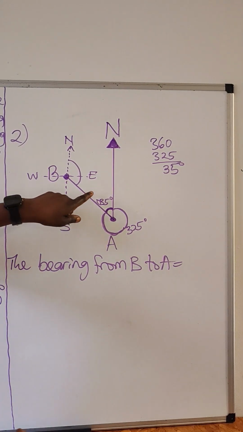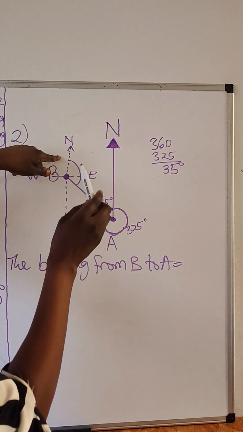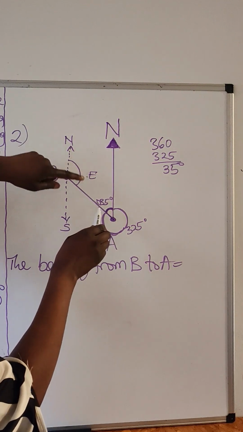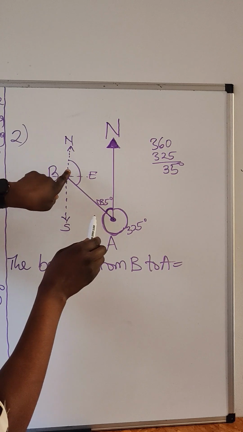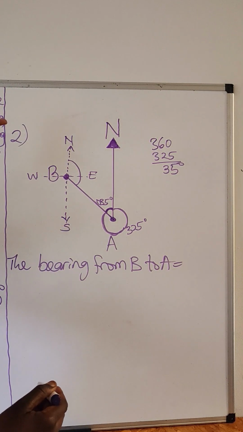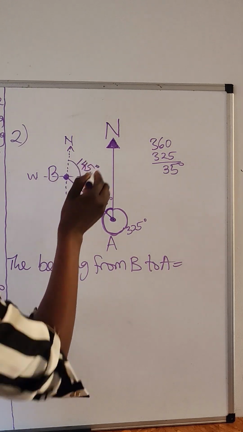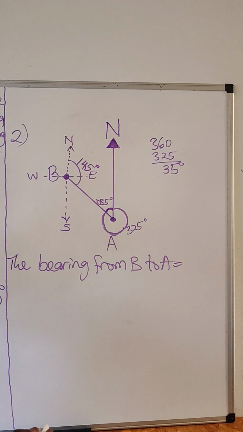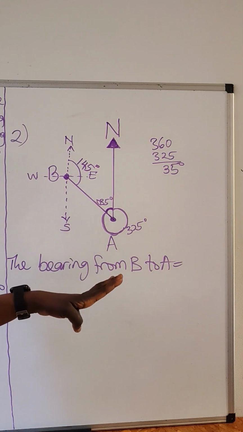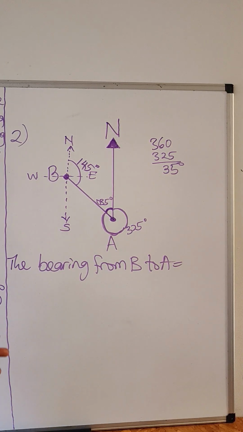Now this co-interior angle C adds up to 180 degrees. So this angle is 35 degrees and it's adding up to 180 degrees with what we have here, so it's going to be 35 degrees from 180 degrees, and we'll be left with 145 degrees as the bearing from B to A, or the bearing of A from point B. That's the first way.